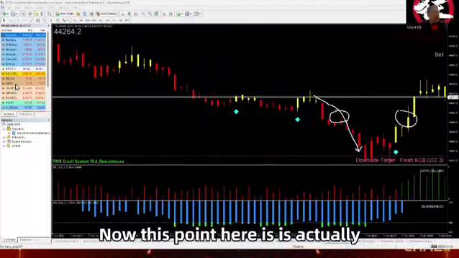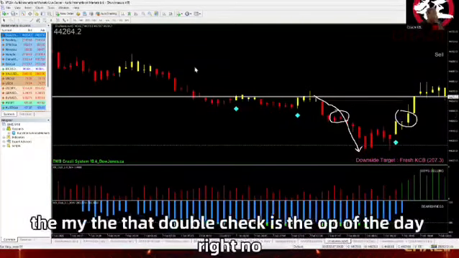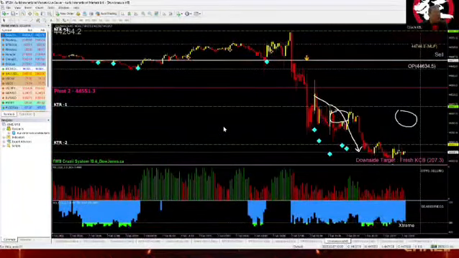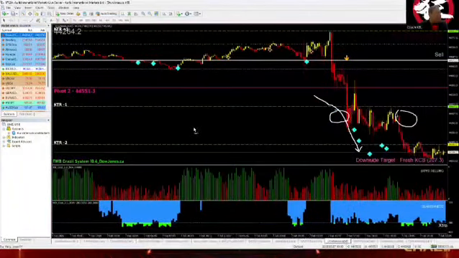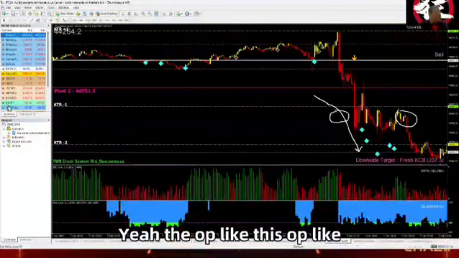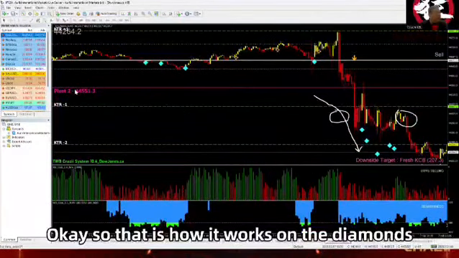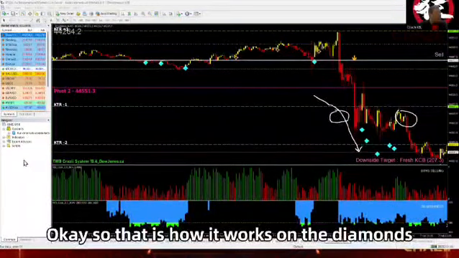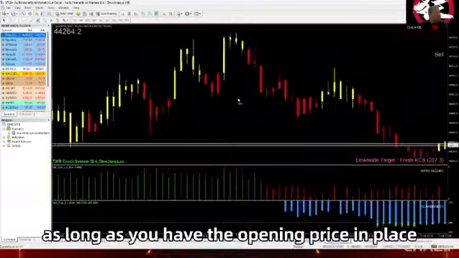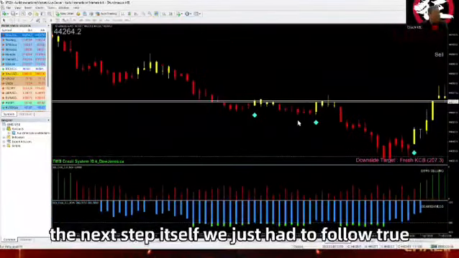Now this point here is actually the double, is the OP of the day, right? No, it's not. We came from... Yeah, the OP, right? This is the OP line. Okay, so that is how it works on the diamonds. As long as you have the opening price in place, for the next step you just have to follow through.